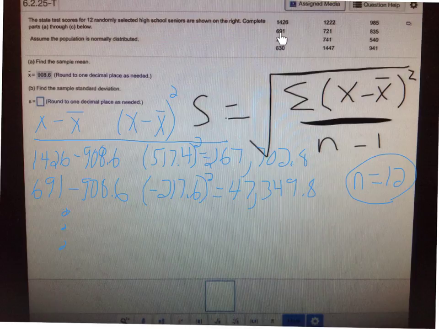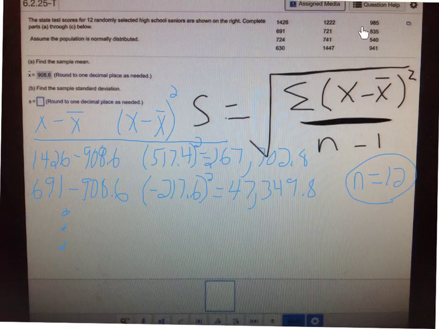So you take each of the numbers here from each of these 12 numbers. I took the first two. There's 10 more. Take that 1,426 and subtract the mean, and I got 517.4. Then you want to square that, and I got 267,702.8. I took the next number on the list, 691 minus the mean. That gave me negative 217.6. We want to square that, which will make it always positive or zero. That gave me 47,349.8.